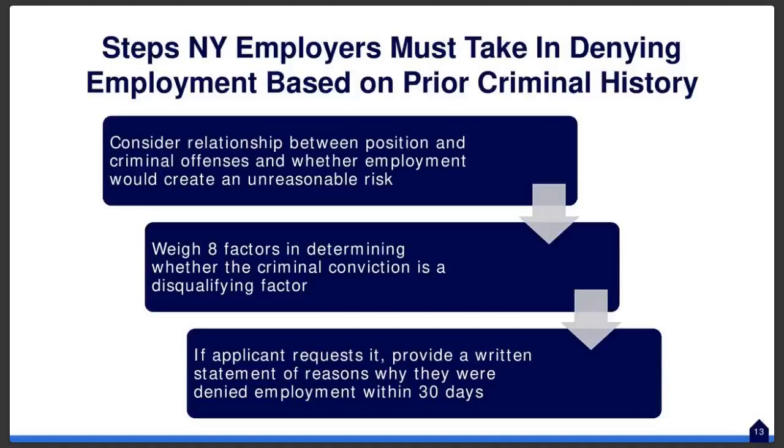Because there is an established public policy in New York in favor of getting employment for people who have been convicted in the past rather than keeping them unemployable, you have to specifically and affirmatively weigh 8 factors in determining whether any criminal conviction is a disqualifying event for employment. And then supposing that you do reach that conclusion after conducting the analysis, you would, upon request of an applicant, have to provide a written statement of reasons why they were denied employment within 30 days. I'm going to go into each of these pieces in more detail. I just wanted to give you the overview.